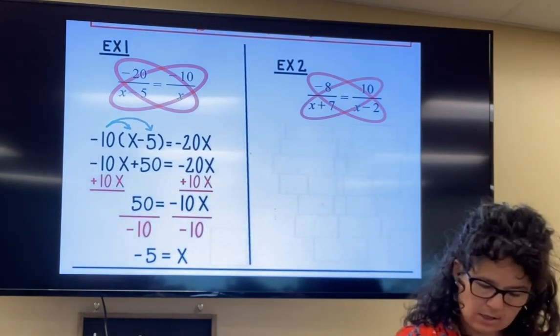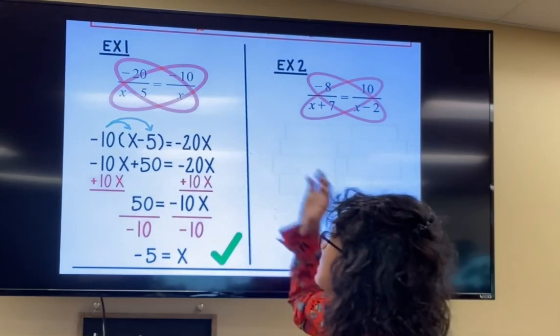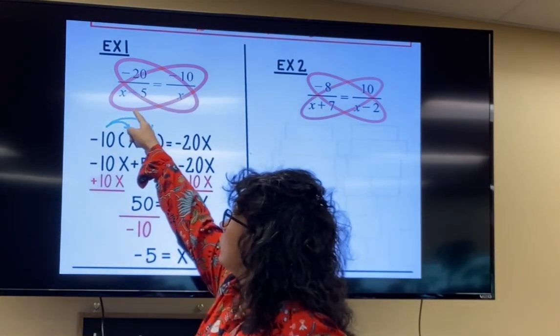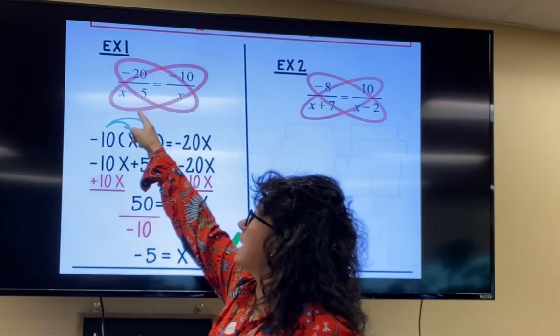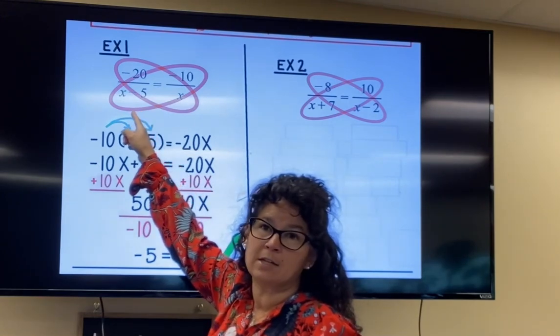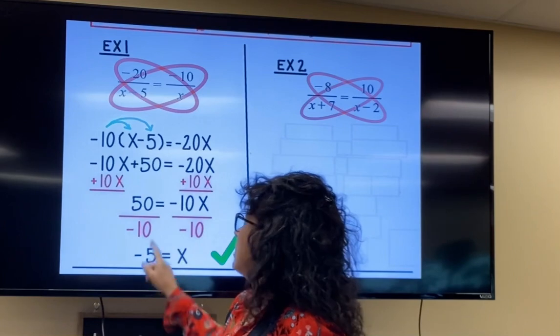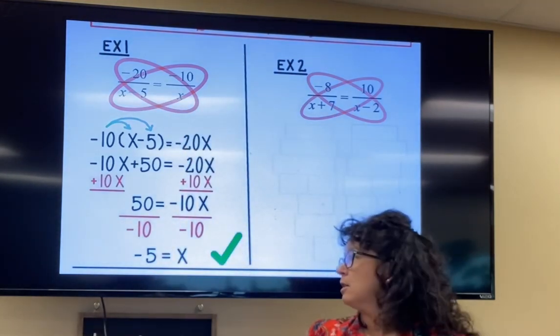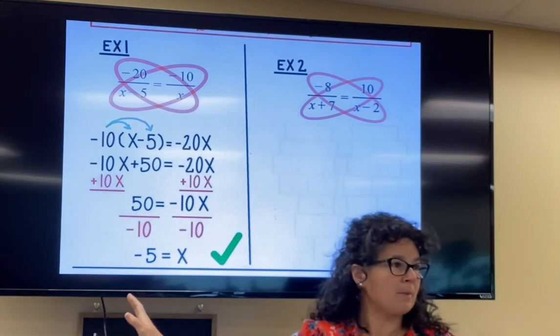So you don't need to do a complete check, but if I put negative 5 back in the original, the first denominator becomes negative 5 minus 5, which is negative 10, that's okay. Put a negative 5 into this denominator and it's negative 5, that's okay. So negative 5 is my answer.